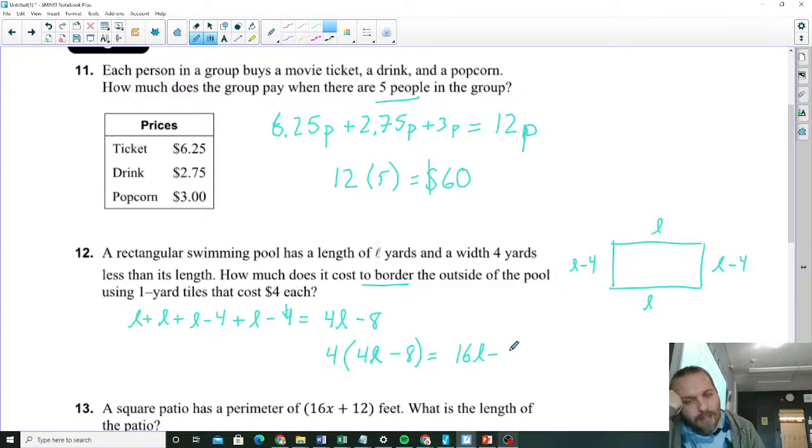And then minus 8. So if the length of the pool was 1 yard, which doesn't make any sense whatsoever, then it would be $8, but that doesn't make sense. So, yeah. When you see your test tomorrow, you're going to have a problem that's similar to this, where you're just going to find the perimeter, and then you're going to multiply the price to that value that you found.